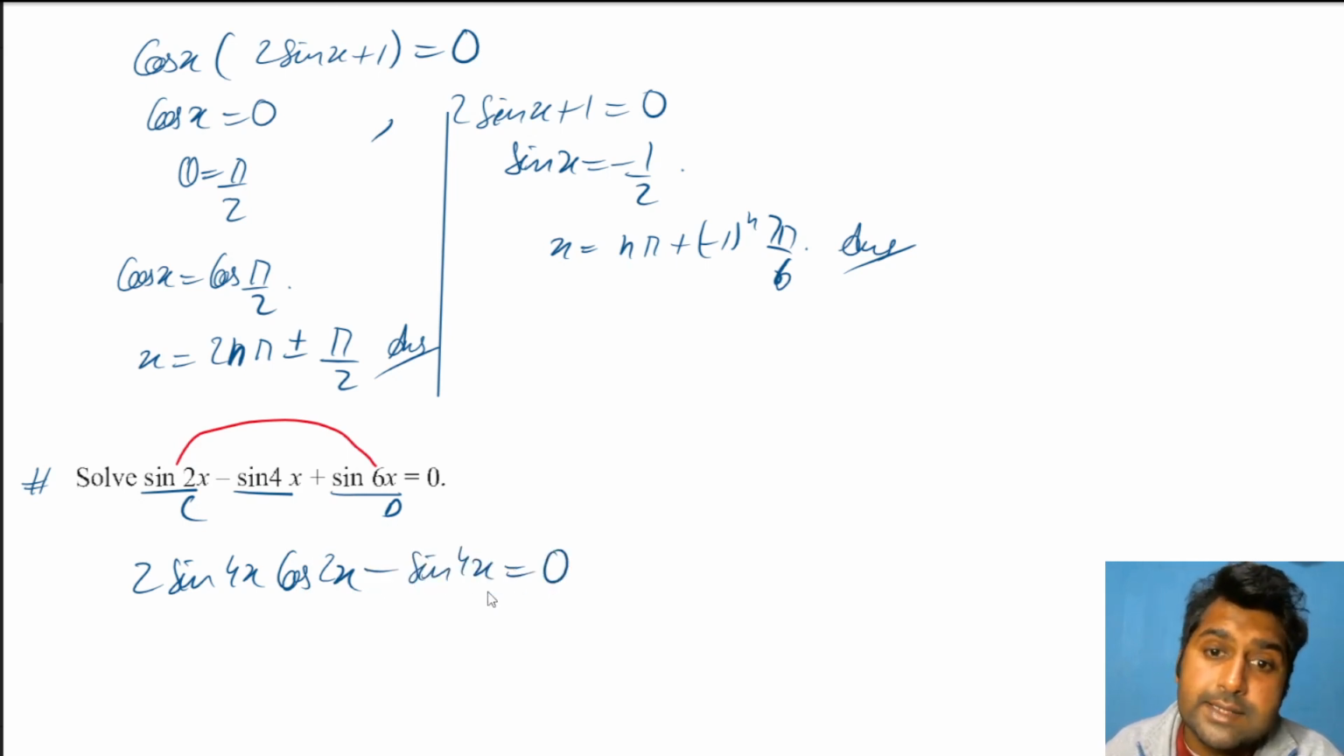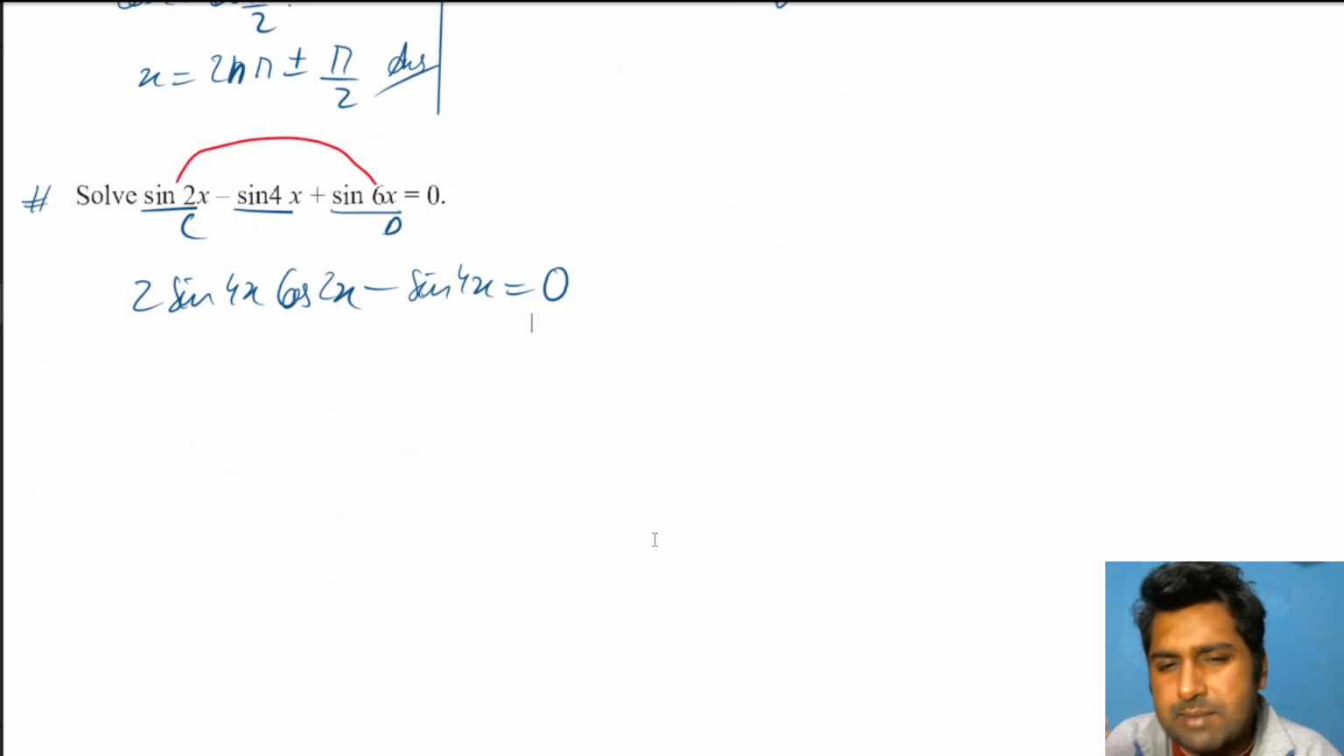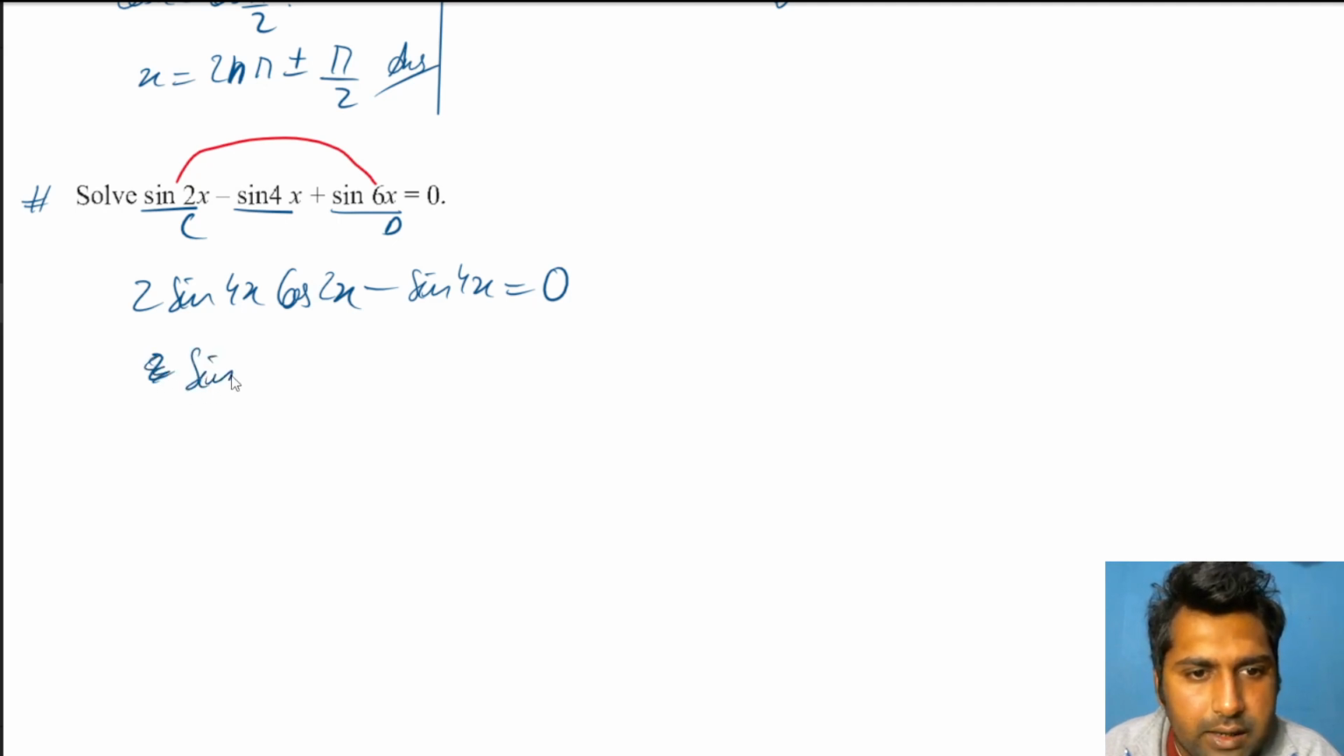So sometimes the sine C plus sine D identity can also be used. Sine of double angle we just used in the above question. So some key basic steps are required. After that, pretty much everything becomes simple. So you can take now sine 4x common. So you are left with 2 cos 2x minus 1 equal to 0.